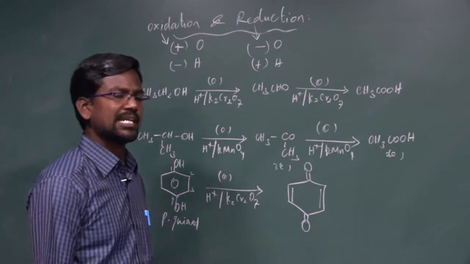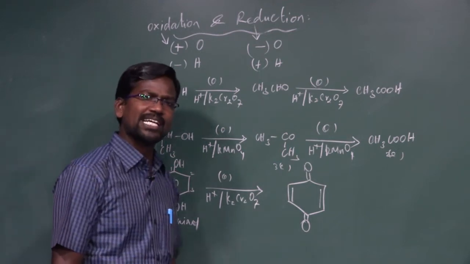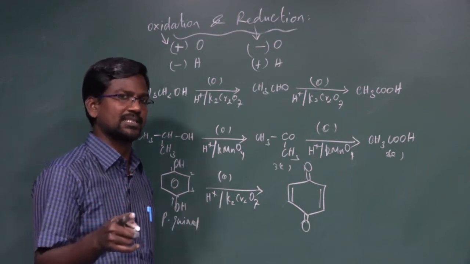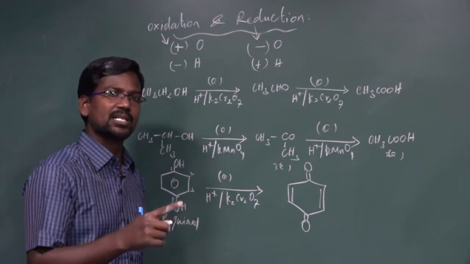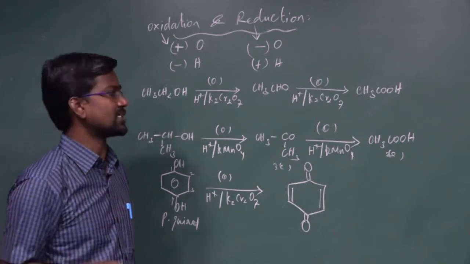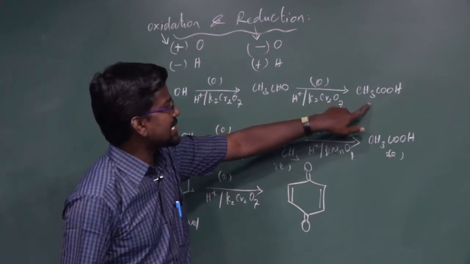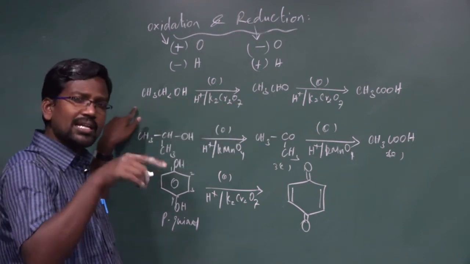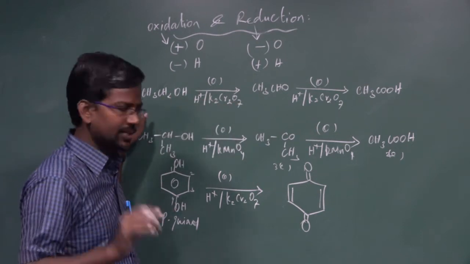Next, reduction reaction. What is the meaning of reduction reaction? The reverse reaction of the oxidation process is known as a reduction reaction. Here, acetic acid can be converted to acetaldehyde. Acetaldehyde can be converted to ethyl alcohol. Ethyl alcohol can be converted to a hydrocarbon, which is a reduction.